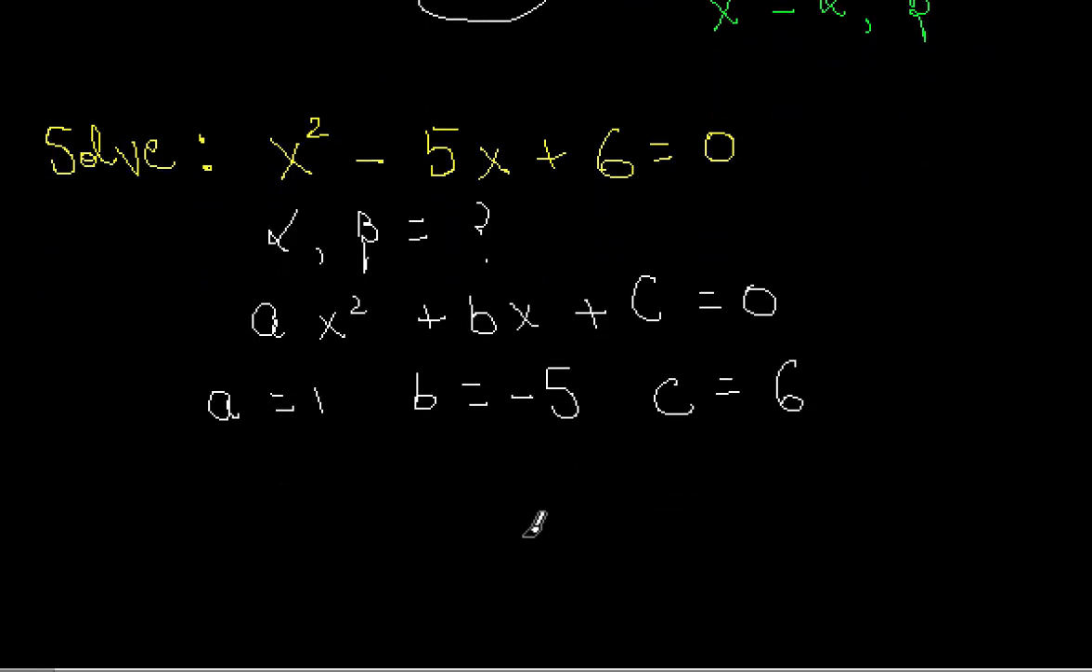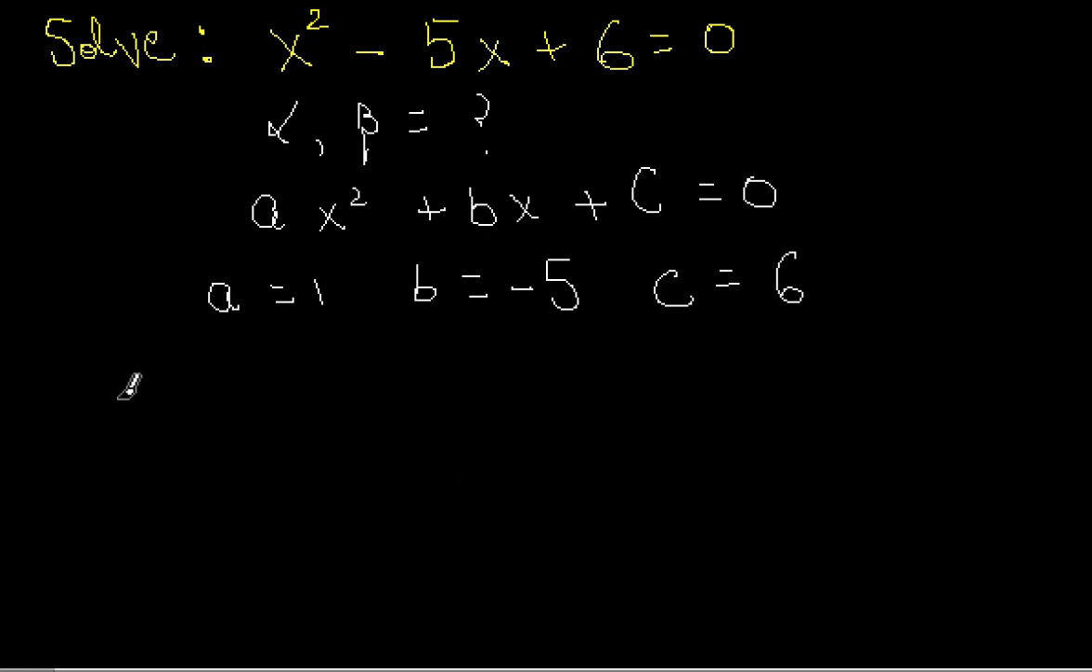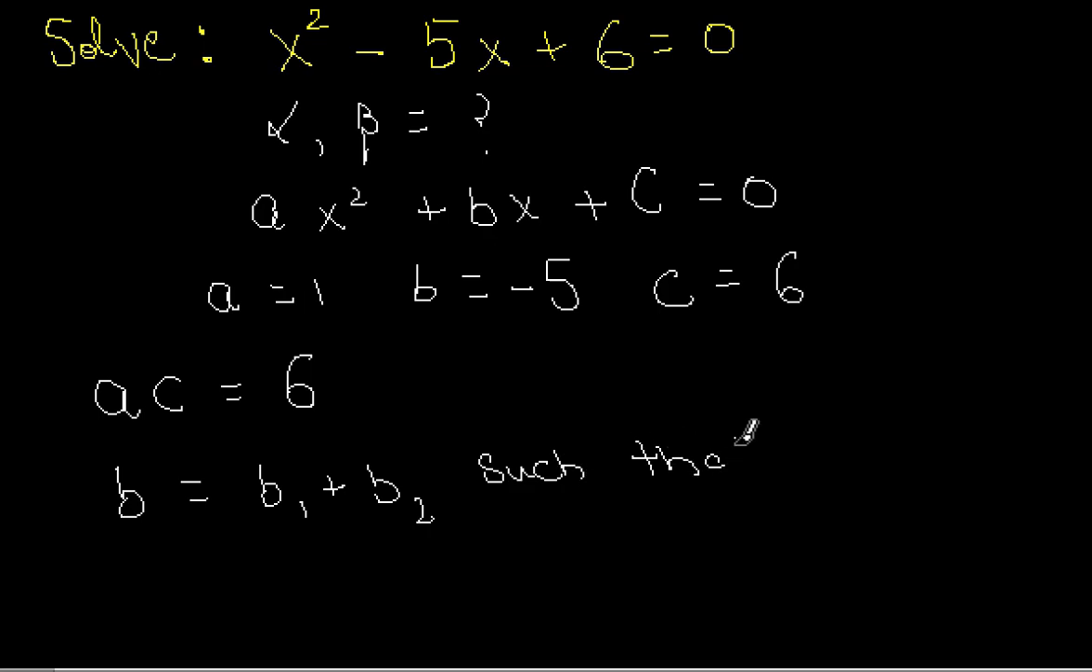Now what we do in the method of factorization is we first compute AC. So AC is here equal to 6. Now we have to break b into two terms, b1 plus b2, such that b1 into b2 is equal to AC. Here AC is equal to 6. Now how can we break b into two parts such that the sum of those two parts is equal to b, but the product of those two parts has to be equal to 6?